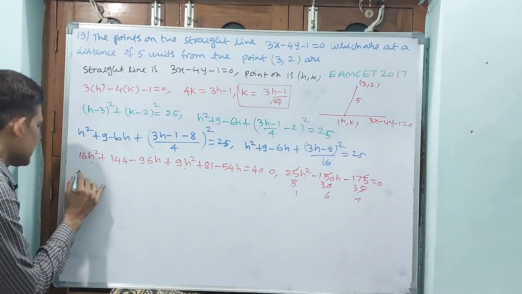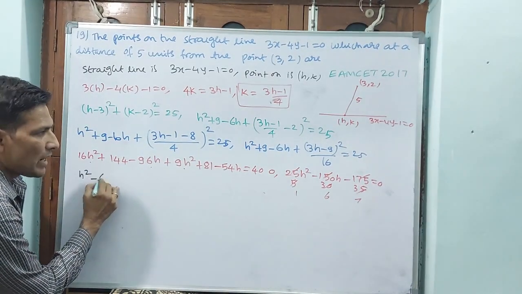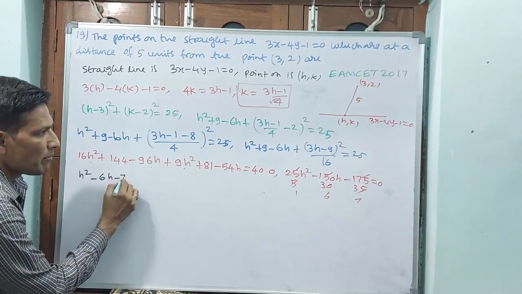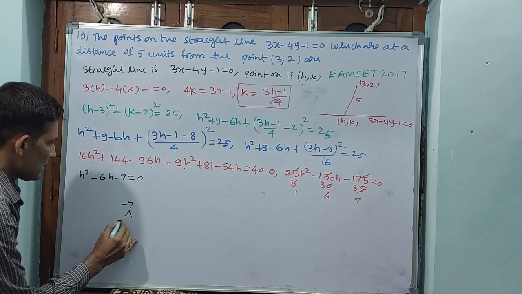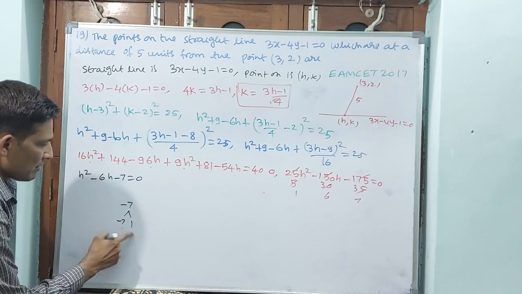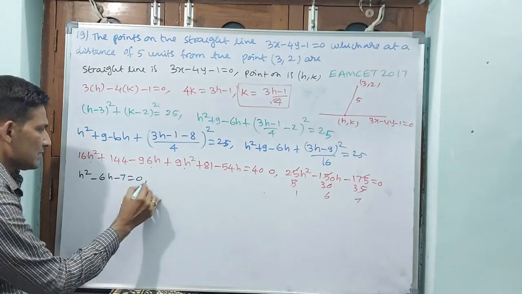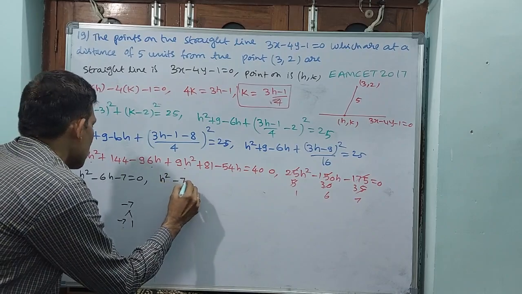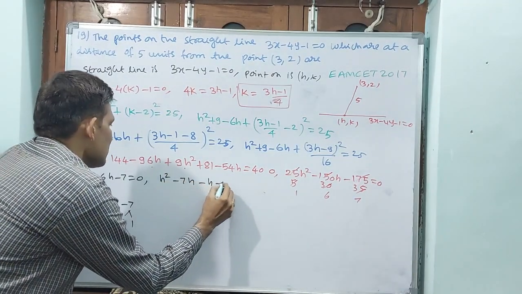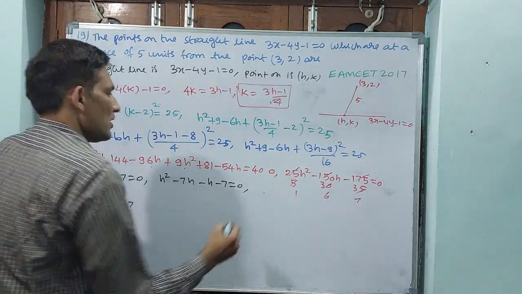h square minus 6h minus 7 equal to 0. Let me see. Okay, let us do it. See, h square minus 7h minus h minus 7 equal to 0.